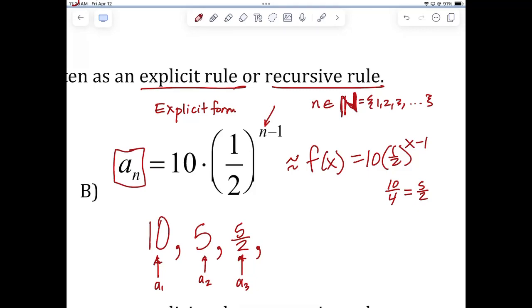But if I'm trying to generate the next term, I don't have to go back to the formula anymore. What am I multiplying by each time to get the next term? I'm multiplying by 1 half. That's your common ratio right there. Okay? So what would the next term be without plugging it into the explicit formula? What's 5 halves times a half?